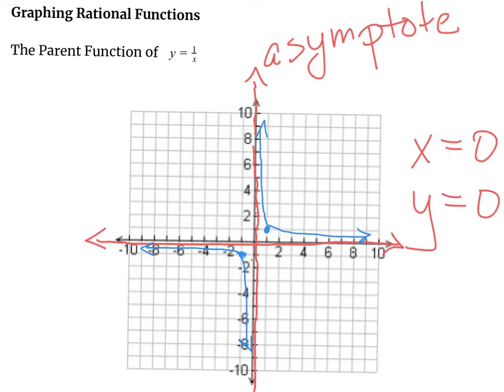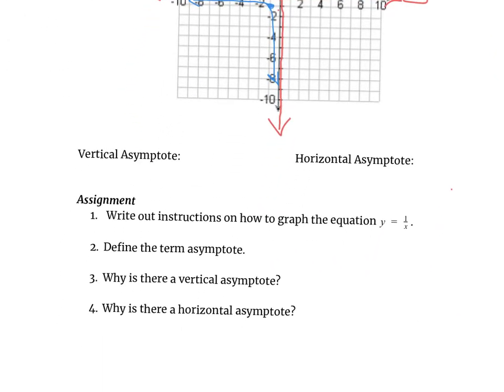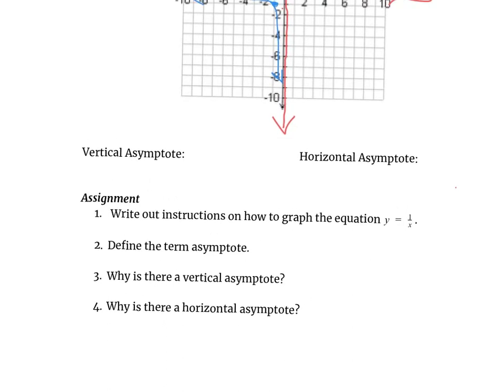Your assignment for today, if you look below here, is to write out the instructions on how to graph y equals 1 over x, define what asymptote means, and explain, like I did for you, why there is a vertical asymptote and why there is a horizontal asymptote. You'll turn that in as your assignment for Monday.